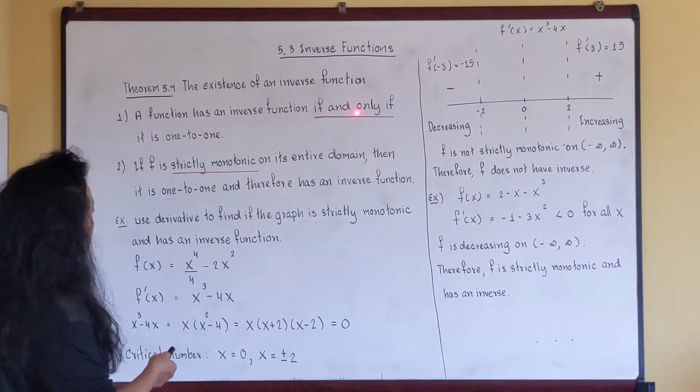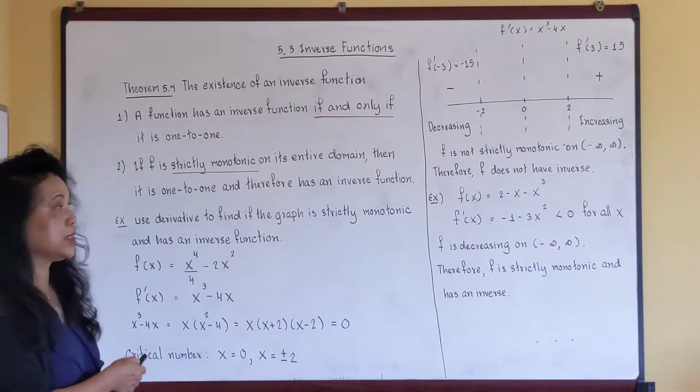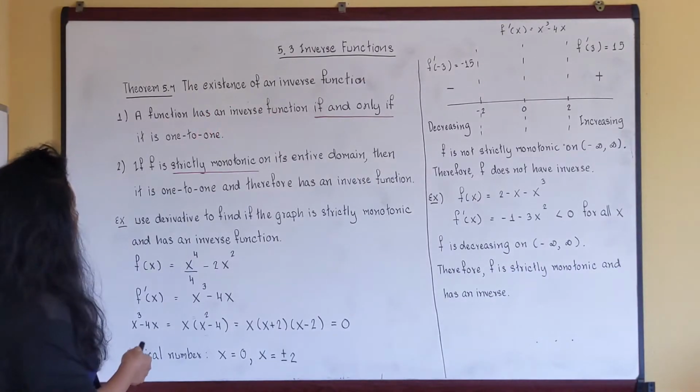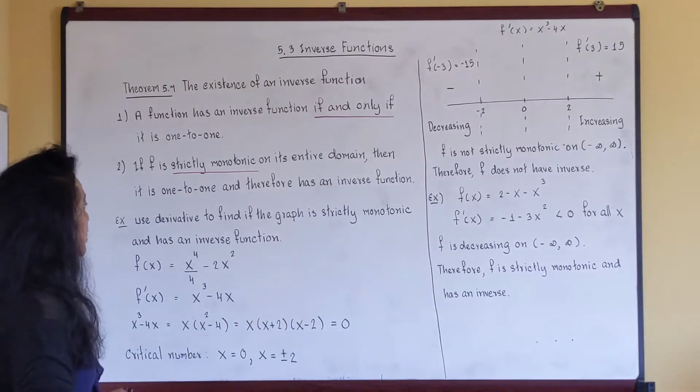And the phrase "if and only if" means if this is true, then this is true, and if it's the other way around as well. So if the function has an inverse, then it's 1 to 1, and if it's 1 to 1, it has an inverse. It goes both directions when you have the statement "if and only if".